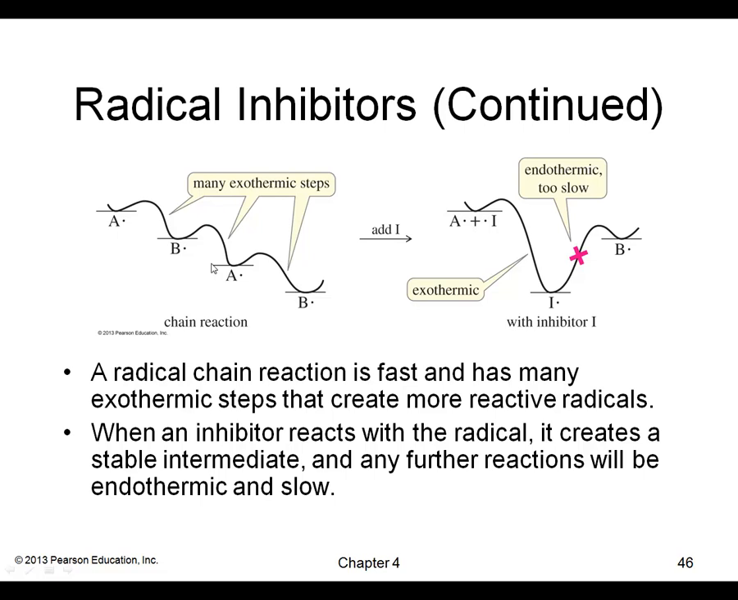Here are some diagrams of chain reactions. Okay, and if I add an inhibitor, what it does is it prevents the reaction from going on. So an inhibitor reacts, and once the inhibitor absorbs the radical, it's very stable and it's too stable to continue on with any other reactions.